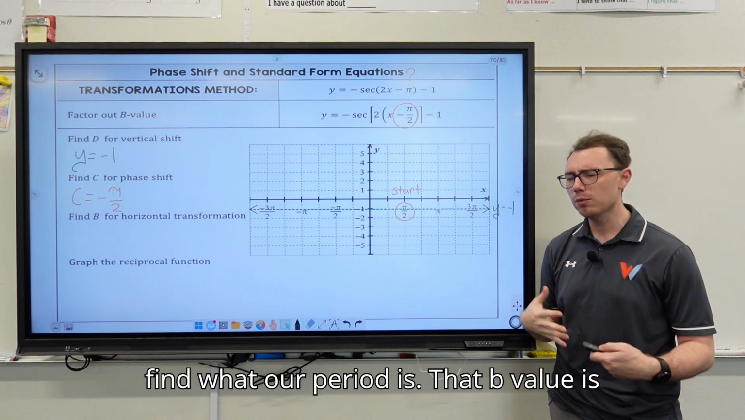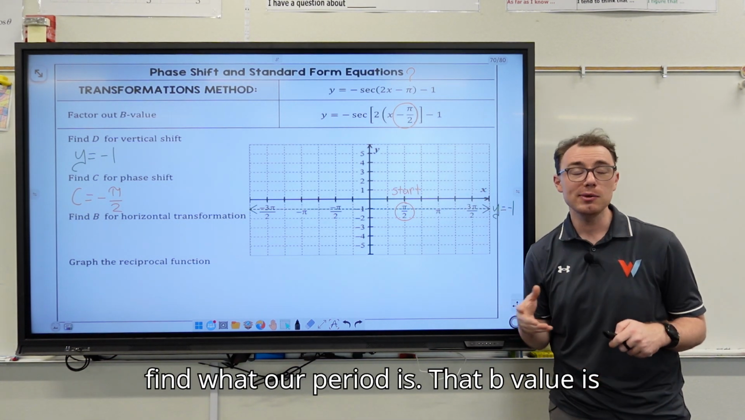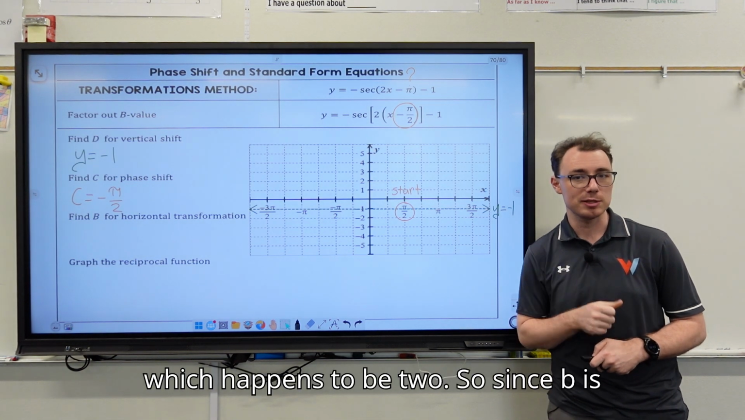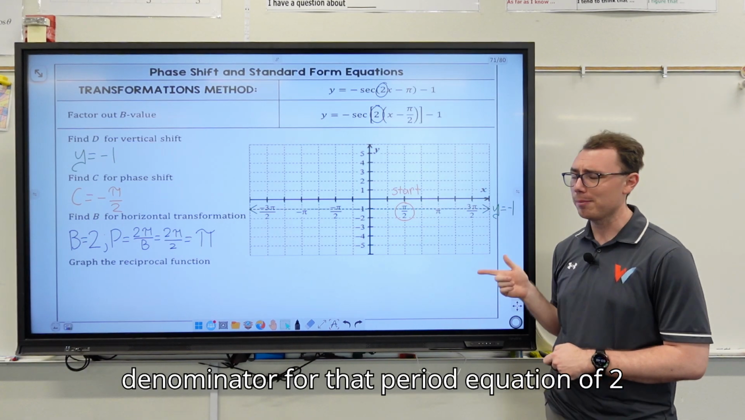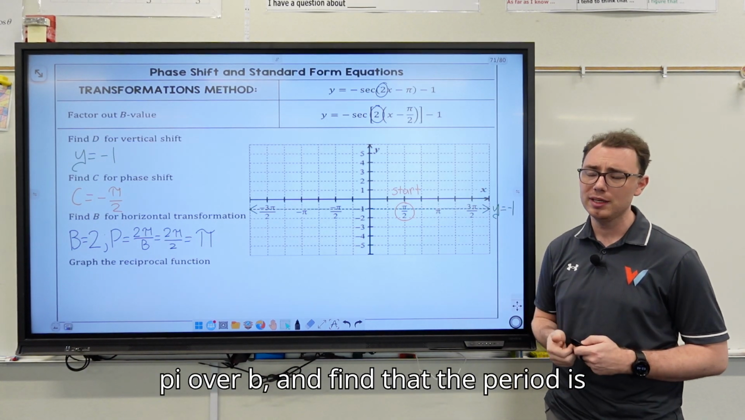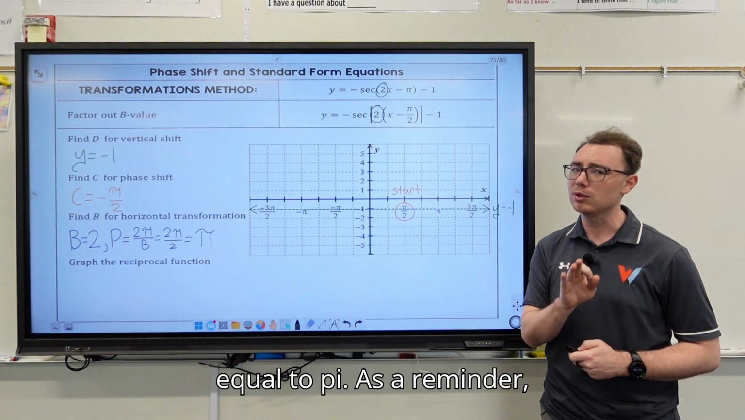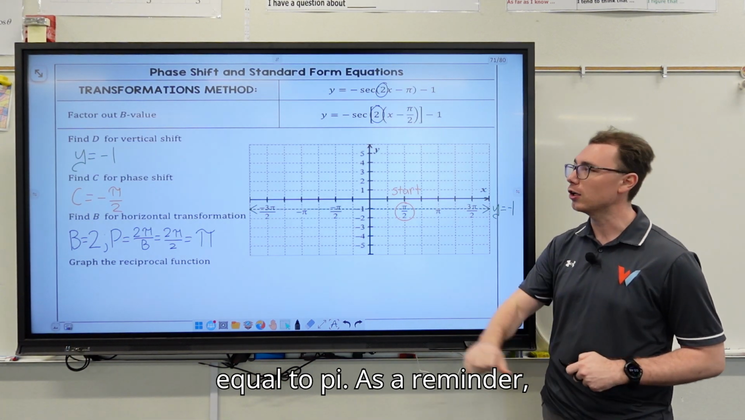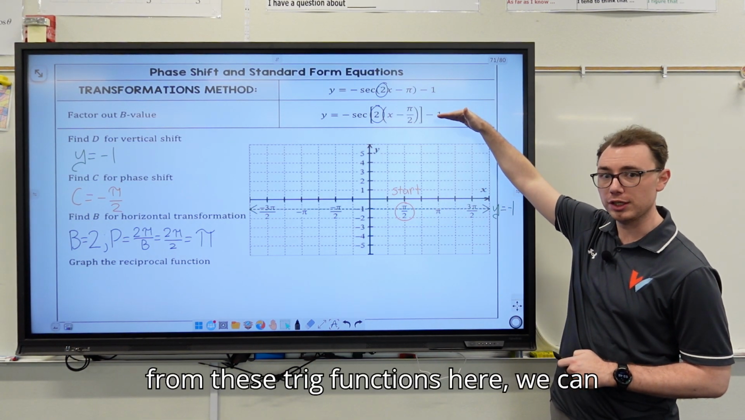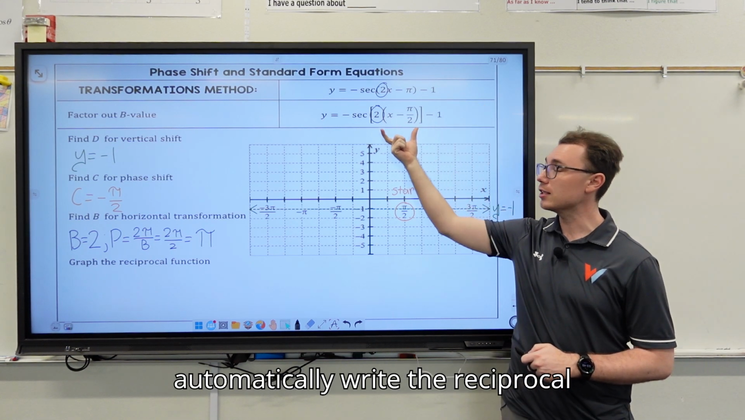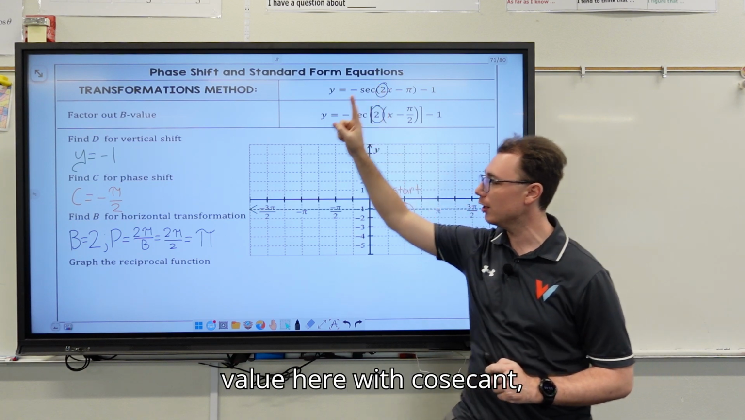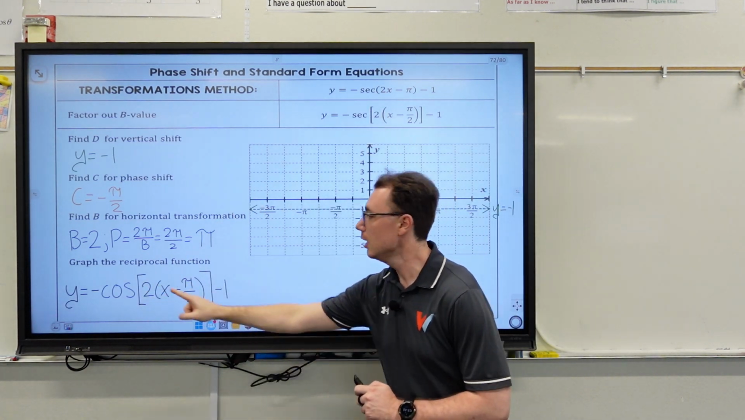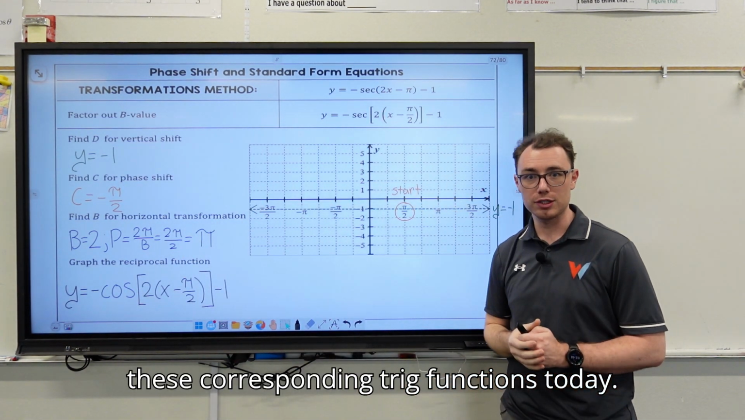Next, we want to try and find what our period is. That b value is still that coefficient in front of x, which happens to be 2. So since b is equal to 2, we plug it into that denominator for that period equation of 2 pi over b and find that the period is equal to pi. As a reminder, from these trig functions here, we can automatically write the reciprocal function by simply replacing this secant value here with cosecant, these corresponding trig functions today.